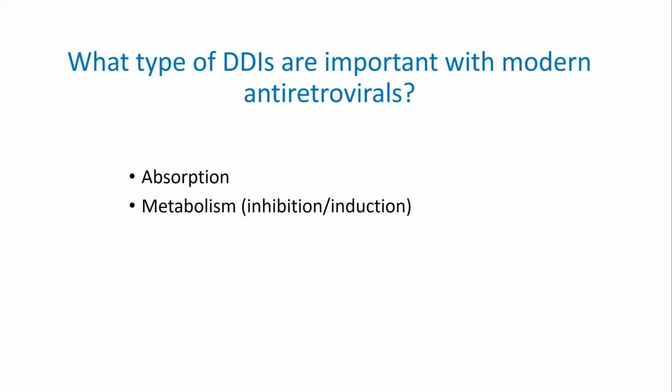What type of interactions are important with modern ARVs then? We're going to focus on 2 main mechanisms, absorption and metabolism. And these are, again, mostly pharmacokinetic types of interactions.